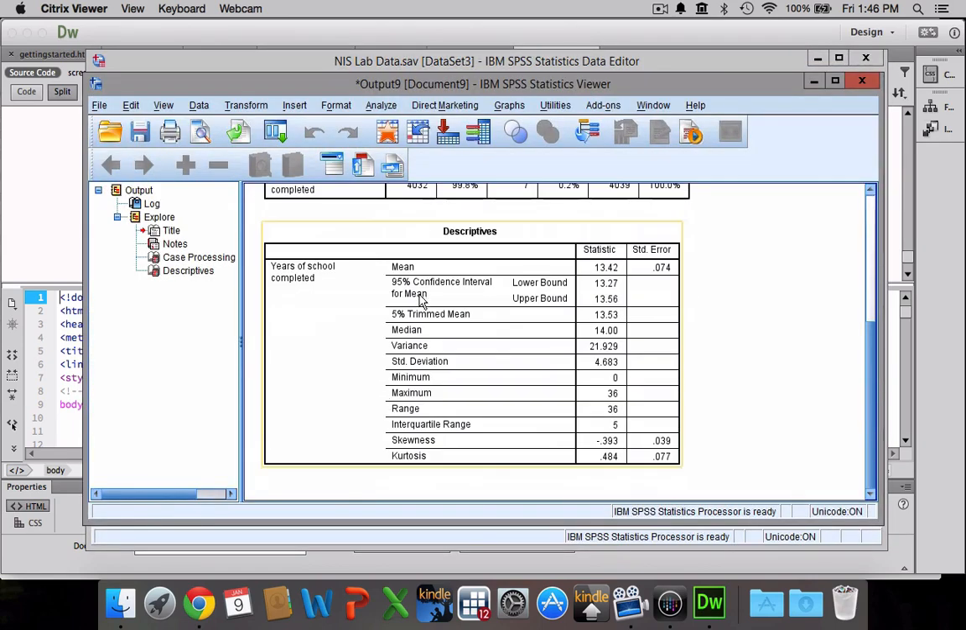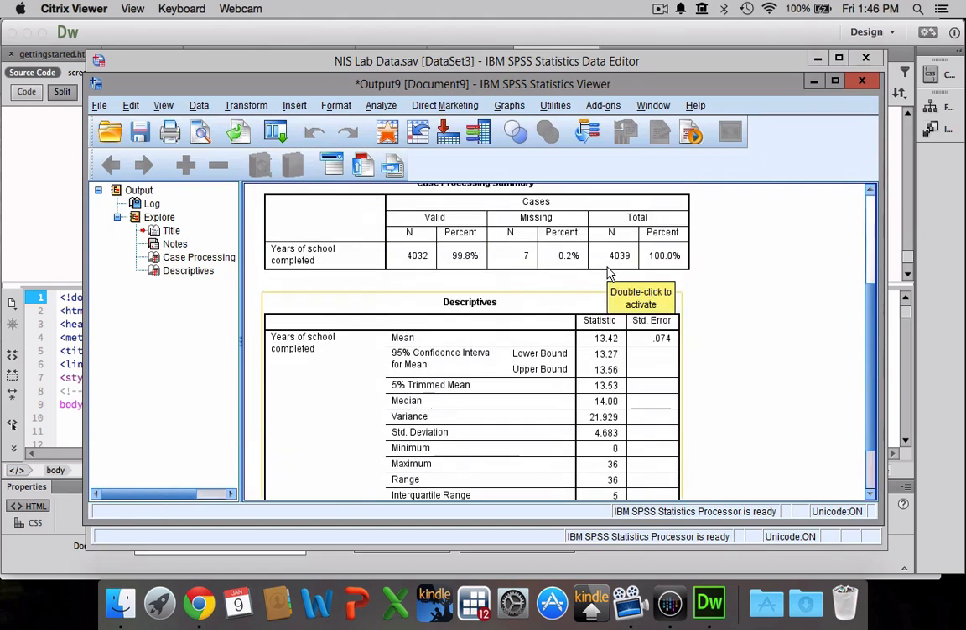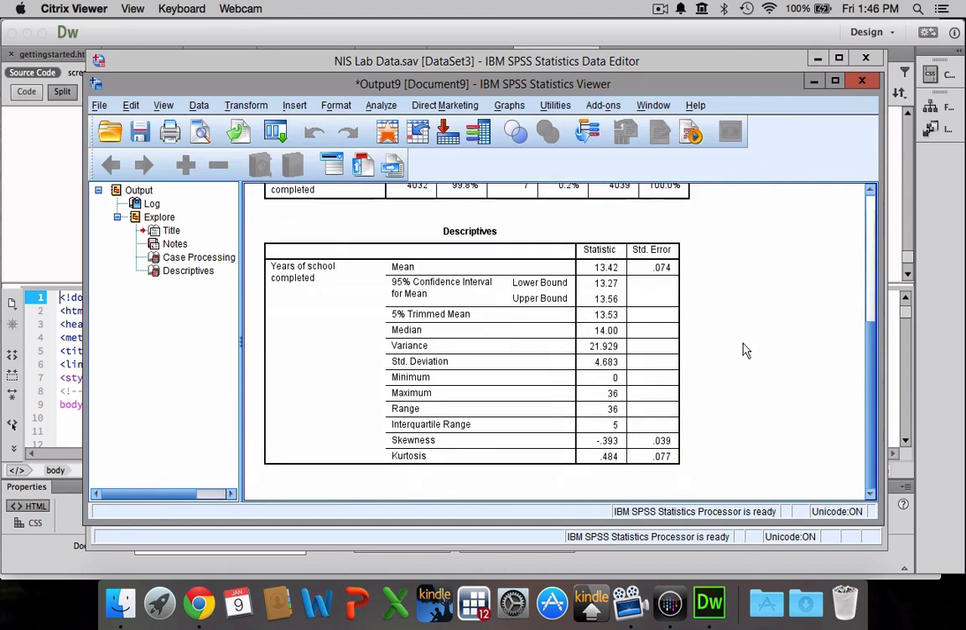If you look here, we can see that our sample mean is 13.42. So on average, our 4,032 respondents have about 13 and a half years of education. But we don't really care about them. We want to know what's going on with the larger migrant population. So to figure that out, we're going to look at this row, this 95% confidence interval for the mean.